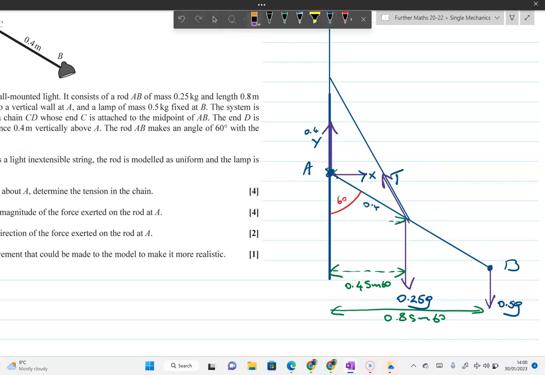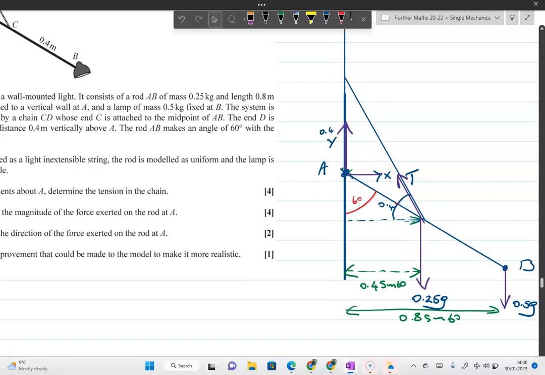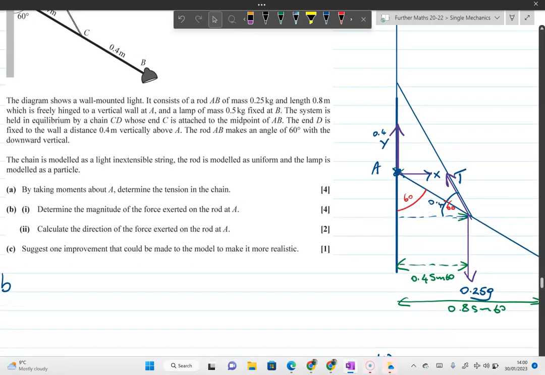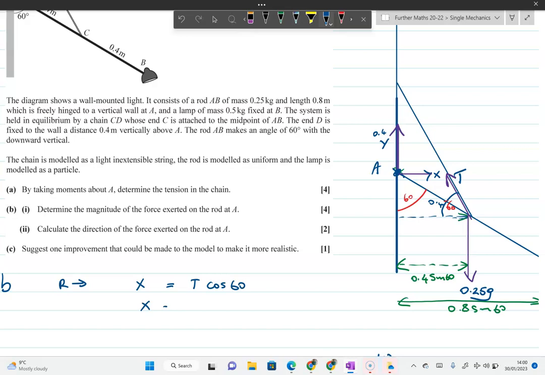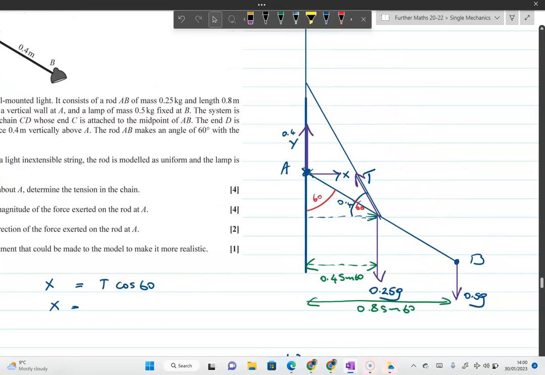Now, if you remember this angle here, that angle there is 60. Mark it in red. That angle there is 60 degrees. So we can resolve horizontally. Resolving horizontally gives me x equals t cos 60. Now cos 60 is equal to half, so x is, we already have what t is.